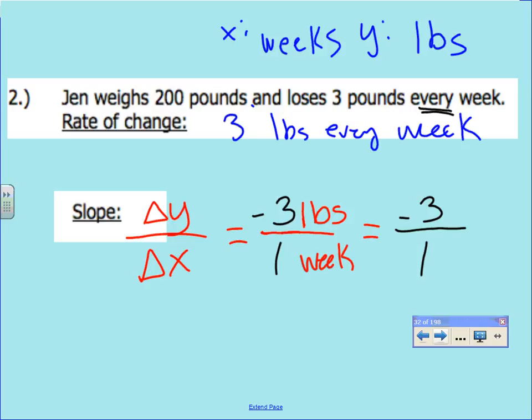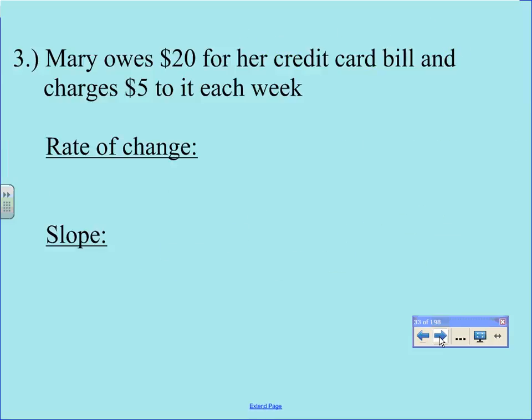Okay, let's go to 3. Okay, number 3. I want someone to tell us what's X and what's Y. So Mary owes $20 for her credit card bill and charges $5 to it each week. So what is the X variable? What's the Y variable? What does it represent? Anna?